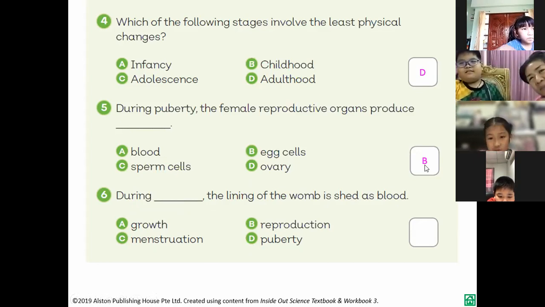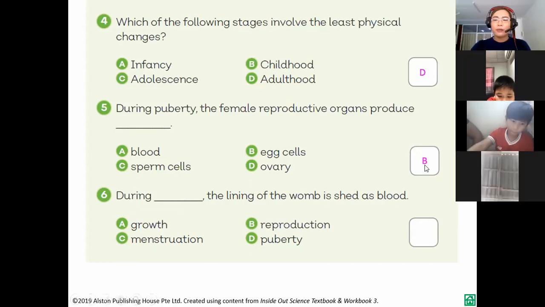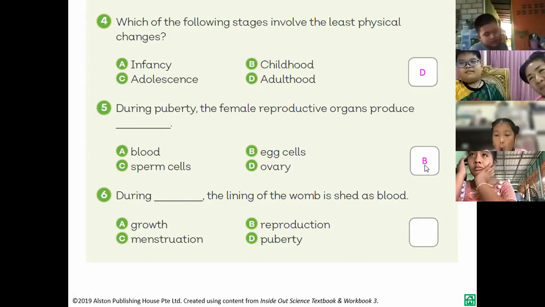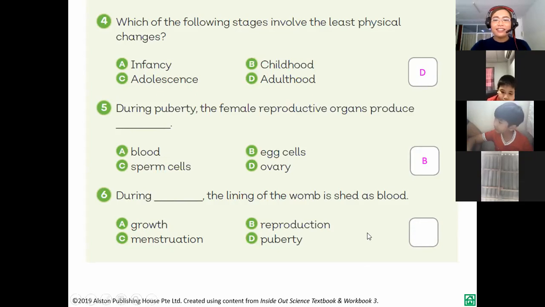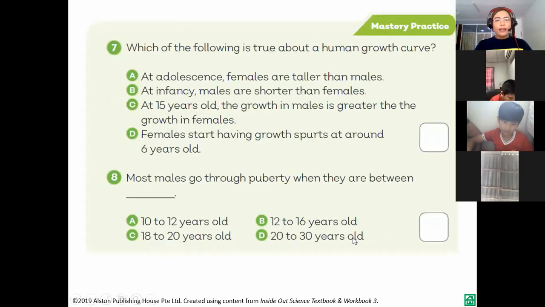What do you think? What do you think, class? Can you give it a try? Just try. What letter? C, menstruation. Letter C, very good. So very good, Thought. Menstruation, letter C. You're right, the answer, letter C. Okay, now let's proceed to number 7.